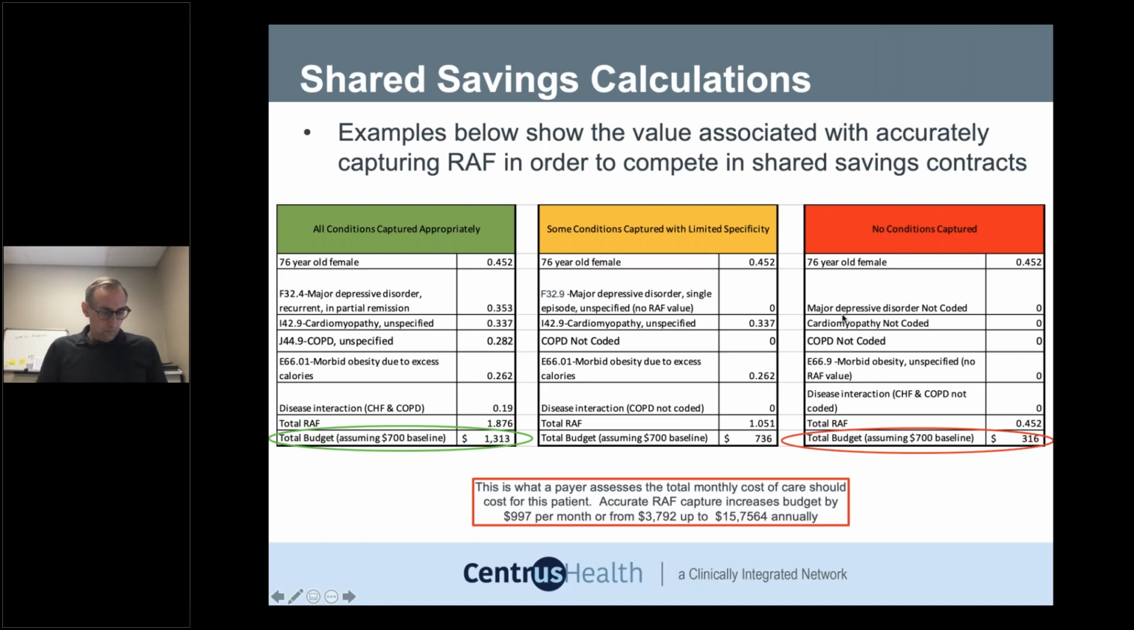So when you look at the different coding practices and how it impacts the anticipated cost of care, the monthly budget was increased by almost $1,000 a month from the red to the green box, which is a change from going from about managing a patient at an annual cost of about $3,800 to almost $16,000 a year. So it's much more realistic that this patient is expected to take at least that.